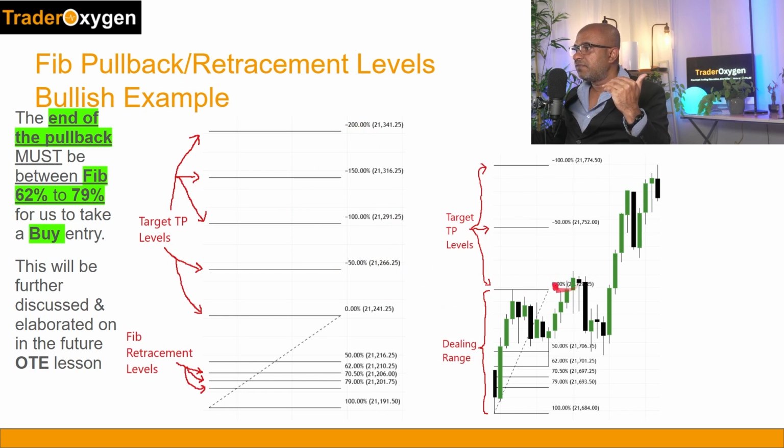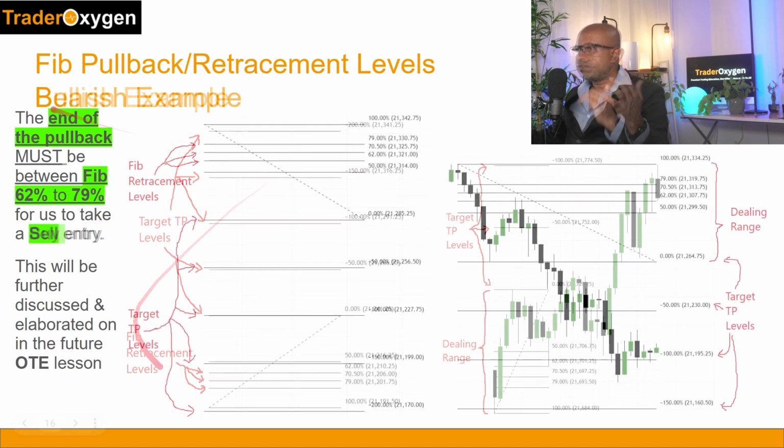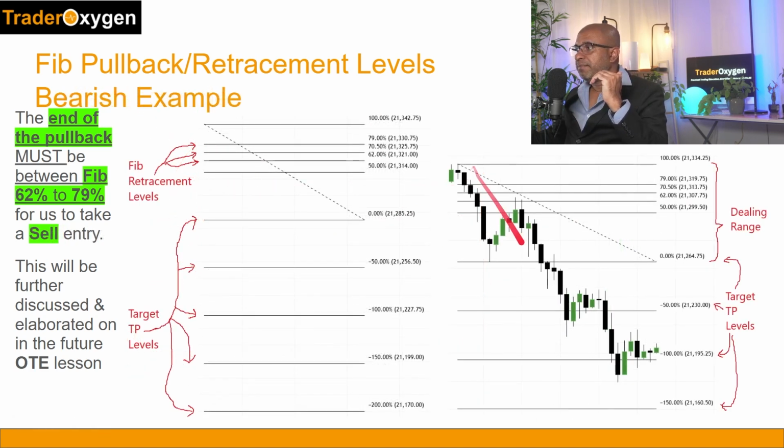For example, when the price again comes up and reaches the 0 level, we will take the first take profit. And when the price goes further up, we take another partial profit at minus 50, minus 100, minus 150, and minus 200. So this is the same thing in a bearish example.